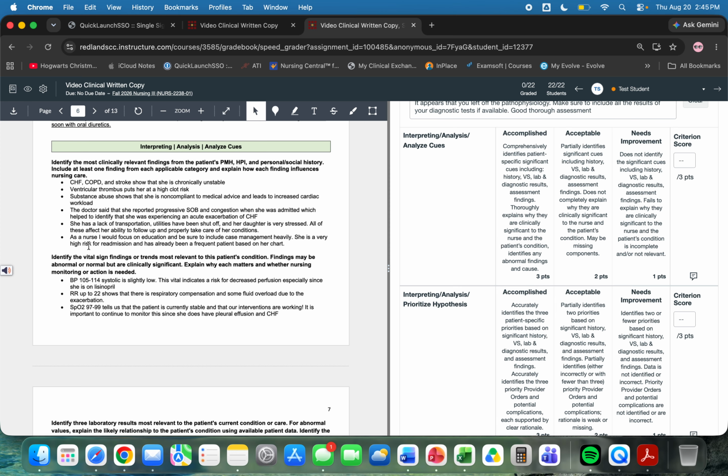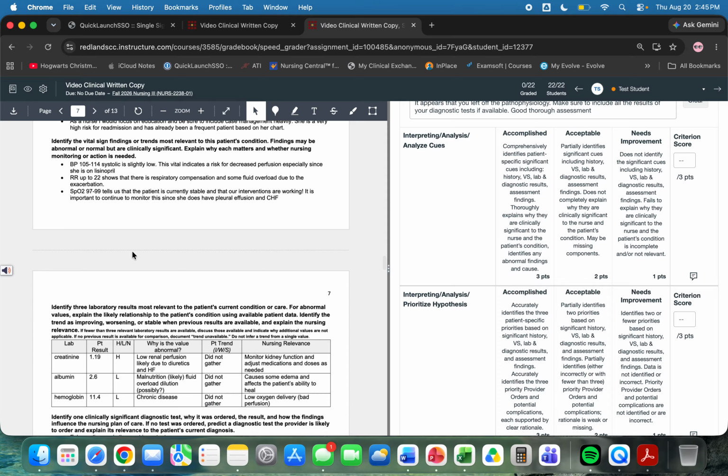Well, she listed several, okay? You really only have to list one major one, but she's listed that this patient obviously has a history of COPD and CHF. She's listed a lot of info in here, so I'd say that's pretty sufficient.